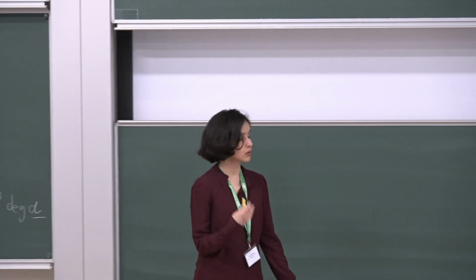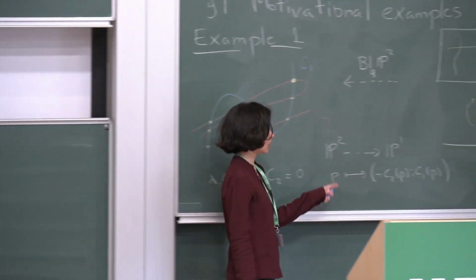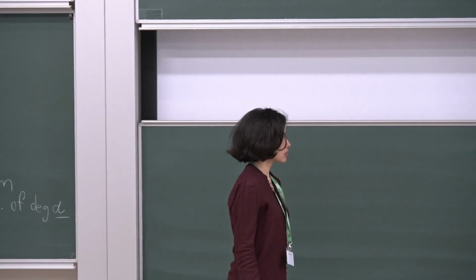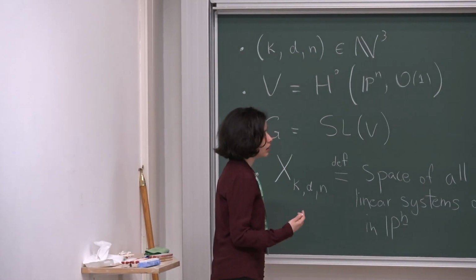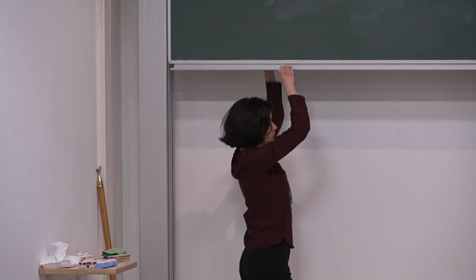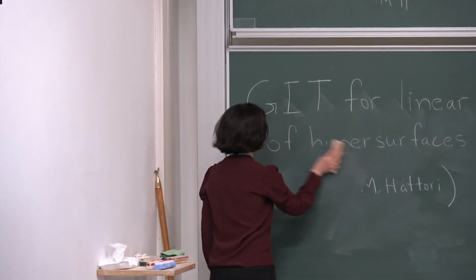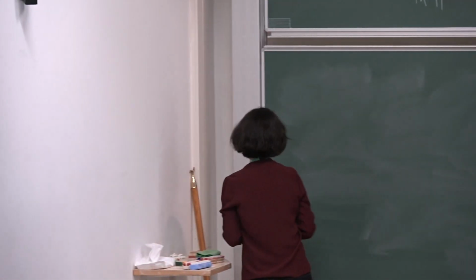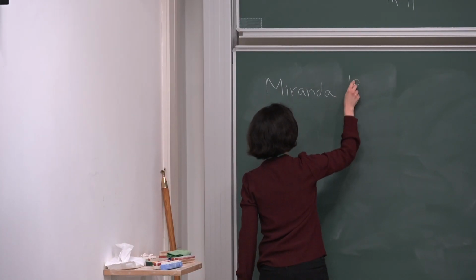So you start with a pencil of cubics in the plane. You obtain a rational elliptic surface with a section, and in fact, you can show that surfaces with such a structure have to come from a pencil of cubics in the plane. So this is a very classical construction that was considered by Miranda in the context of GIT for linear systems. Miranda, in the 80s, in his very first paper, described the GIT stability for pencils of cubics.